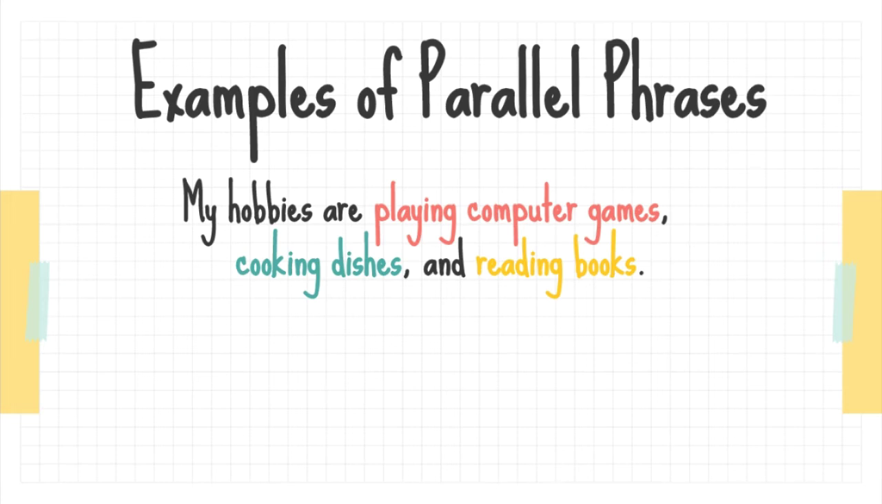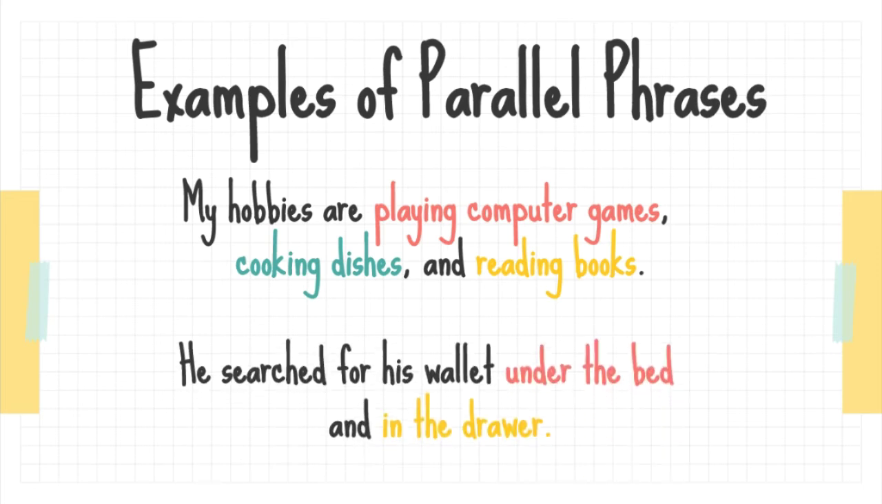Keep in mind that parallel structure should be used when it comes to verb tense. Your verb tenses should always match, and likewise with prepositional phrases. He searched for his wallet under the bed and in the drawer. A simple way to check for parallelism in your writing is to make sure you have paired nouns with nouns, verbs with verbs, prepositional phrases with prepositional phrases, and so on.